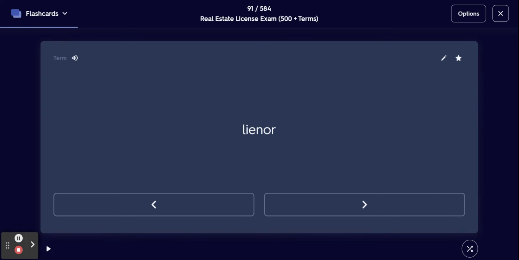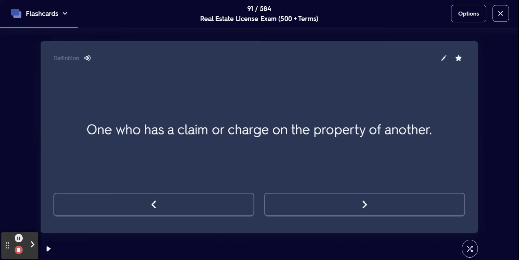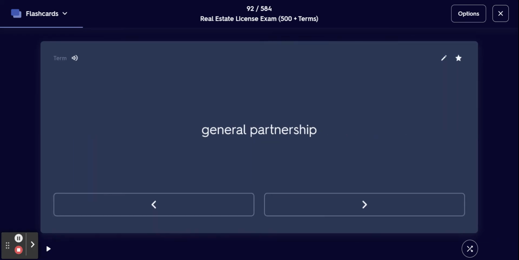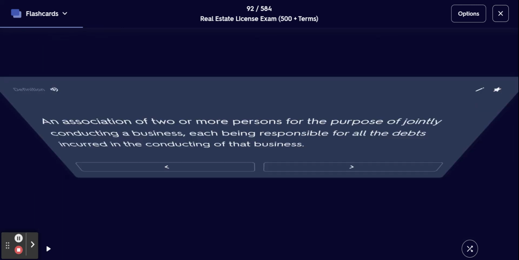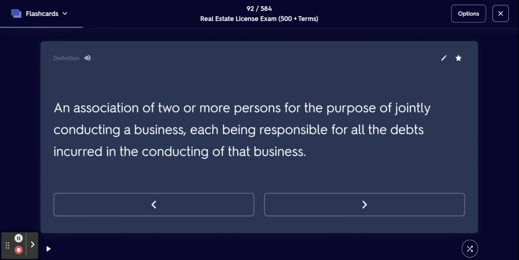Liener. One who has a claim or charge on the property of another. General partnership. An association of two or more persons for the purpose of jointly conducting a business, each being responsible for all the debts incurred in the conducting of that business.